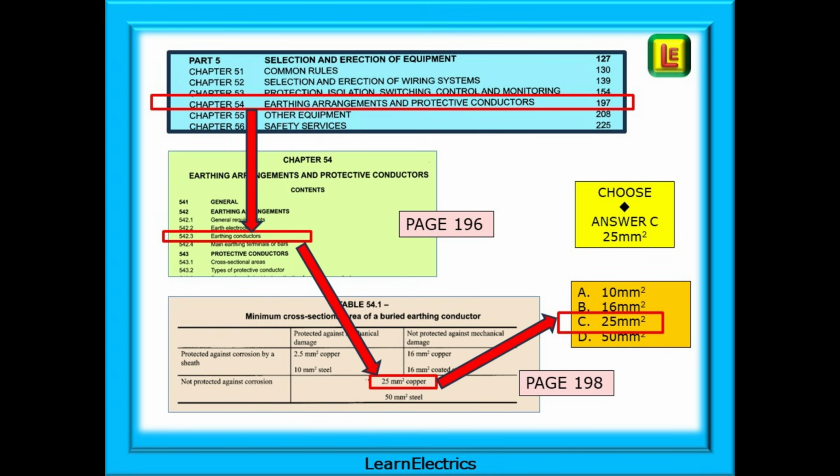There you will find table 54.1 about cross-sectional areas, or CSA, for buried earthing conductors. Look for not protected against corrosion. Then look for copper, and there is the answer we seek. The minimum size, or CSA, should be 25 square millimeters.